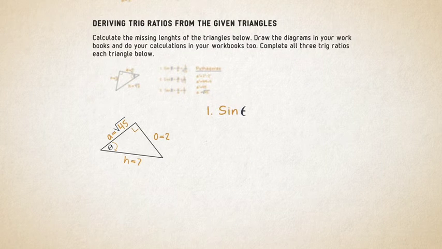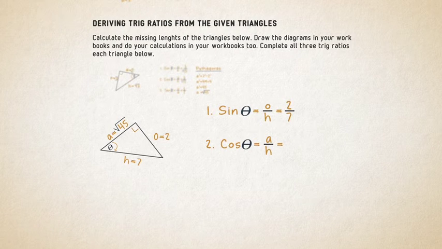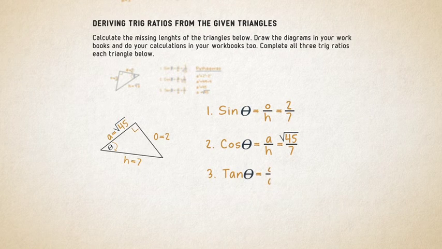Sine theta will be opposite over hypotenuse, which would be 2 over 7 in this diagram. Cos theta is adjacent over hypotenuse, which will be the root of 45 over 7. And then tan theta will be opposite over adjacent, which is 2 over the root of 45. And then we are done. It's that simple to label your right angle triangles.